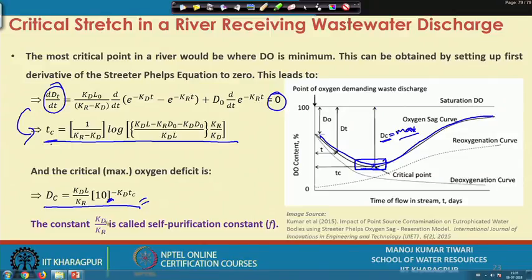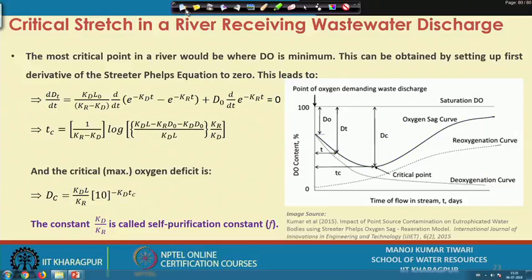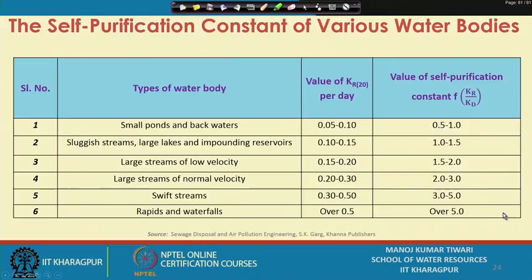Now, the ratio kd by kr that we have here is called the self purification constant, which is typically denoted as F and is an indicator of the self purification ability or self purification capacity of the river. So, those are a few additional pieces of information that one can obtain from the Streeter-Phelps equation.